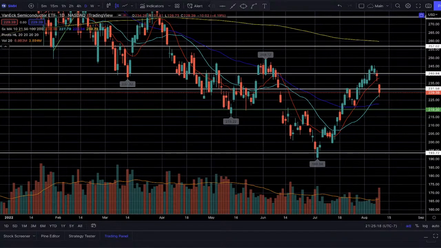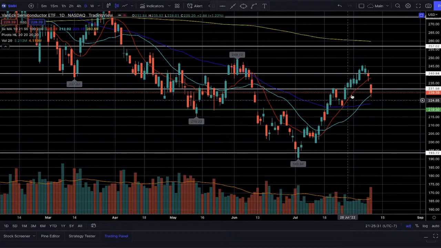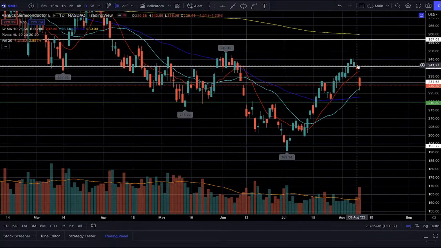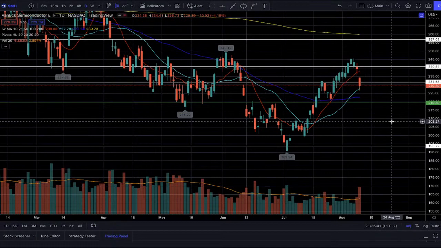And if you see here, the semiconductor ETF that I look at, SMH, right? The ticker symbol is called SMH. The semiconductor ETF has lost the 10 SMA. It's lost this uptrend, this higher lows and higher highs trend. So I would expect to see a new lower highs and lower lows trend start, which is an overall downtrend.